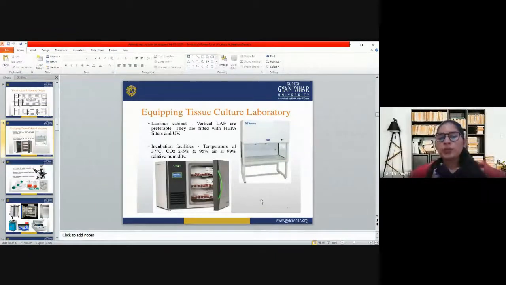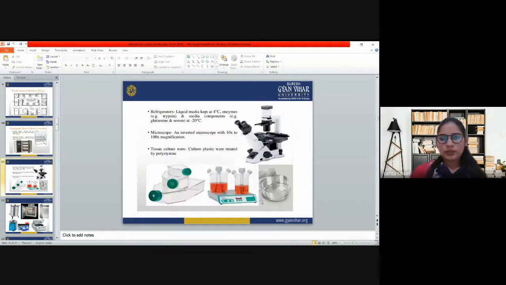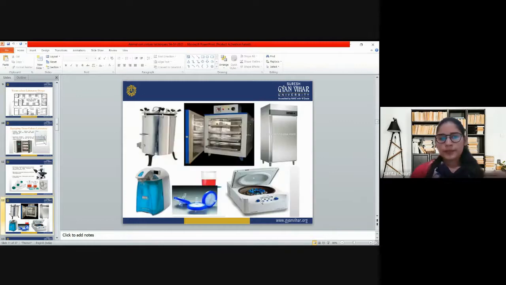Now these are the equipments that are used in the culture laboratory. Laminar cabinets with vertical laminar flow are preferable, and they are fitted with HEPA filters and UV. The incubation facilities are at a temperature of 37 degrees, and CO2 is available at 2 to 5% and 95% air at 99% relative humidity. Then refrigerators are also there, a microscope is also there, then tissue culture ware is also there. So these are some instruments that are used in tissue culture laboratories.